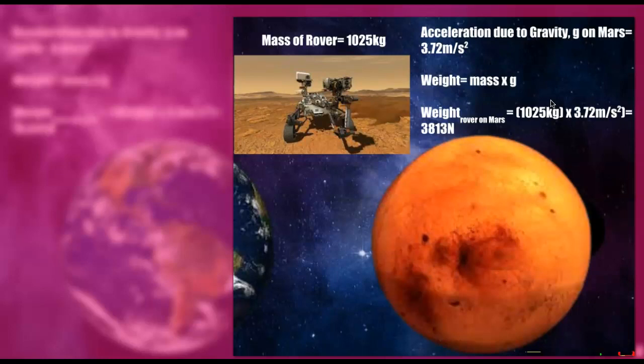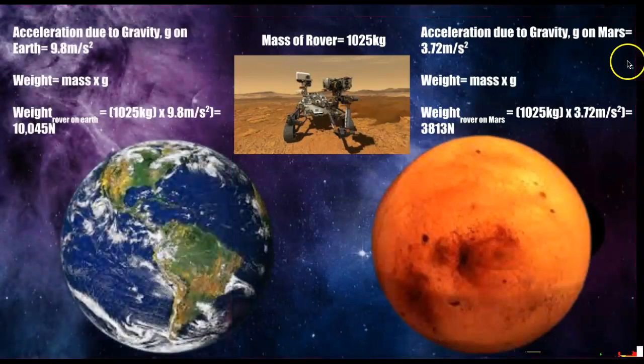So the weight of the rover on Mars is equal to 1,025 kilograms, because the mass of the rover does not change, times 3.72 meters per second squared, which equals 3,813 newtons. If we compare, we can see that on Mars, gravity is pulling about a third as hard on the rover, meaning that the weight of the rover is about a third of the weight of the rover on Earth.